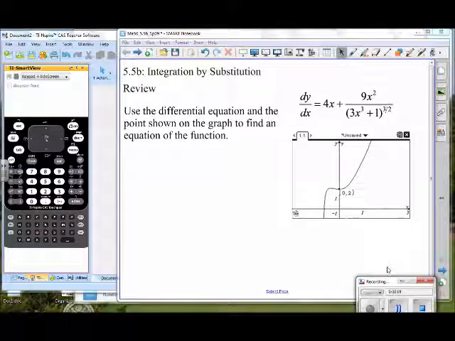Our final lecture on the last part of section 5.5, 5.5B. We're going to do a little review of integration by substitution.